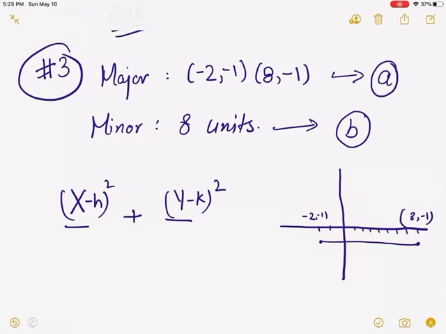So these are the endpoints of the major axis from (-2, -1) to (8, -1). By looking at this horizontal line, I can tell that my major axis is going to be along the x-axis, so that A number would go under x, my bad. This is A squared, so B squared would be under y, and this is going to be equal to 1. Now I have my equation, kind of a rough format of it. Now I'll just be plugging in numbers.